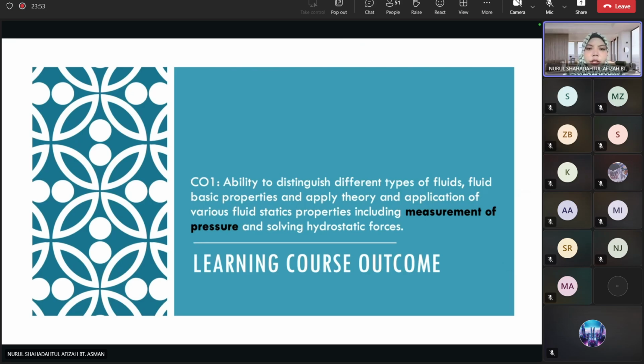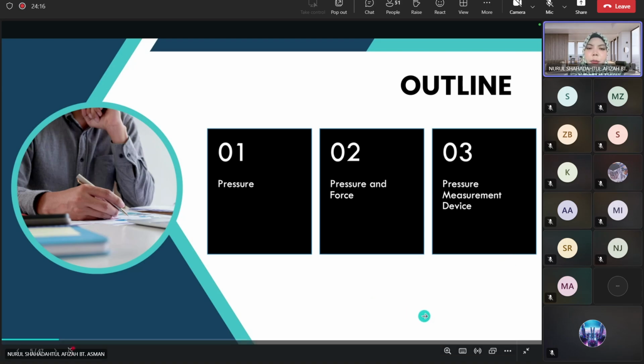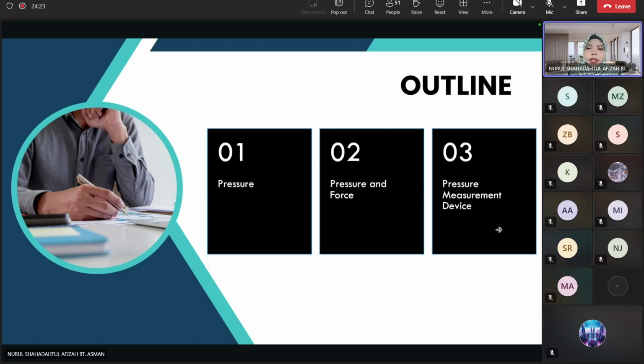So the course outcomes is the ability to distinguish different types of fluids, fluid basic properties, and apply theory and application of various fluid statics properties, including measurement of pressure and solving hydrostatic forces. So in this chapter, we'll focus on the measurement of pressure. So this is the outline, which is first topic is learn about the pressure, and then pressure and forces, and then what is the measurement device used to measure the pressure.